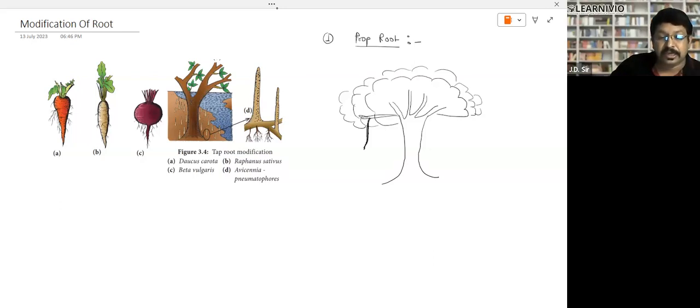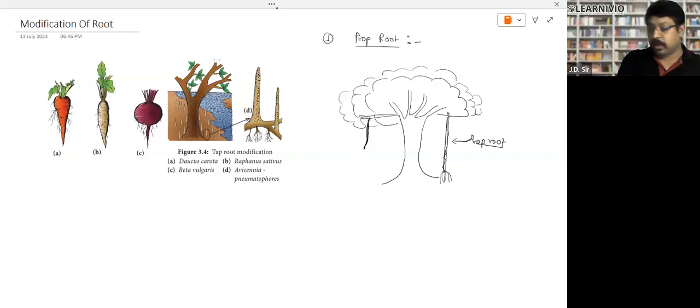But after reaching the ground, they will start making root-like structure, right? Root formation starts, and they start working as a pillar. After some time, you will not be able to understand whether it is prop root or stem, right? This is called prop root. Prop root behaves like root, right? And they absorb the water, they support the branches, and they behave as a nutrient, right? So these are called prop root. Clear?